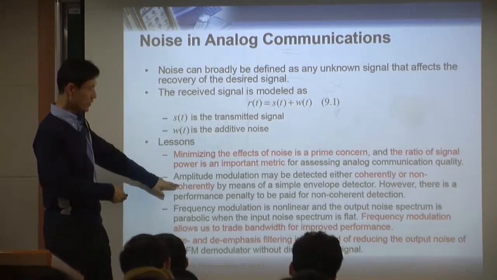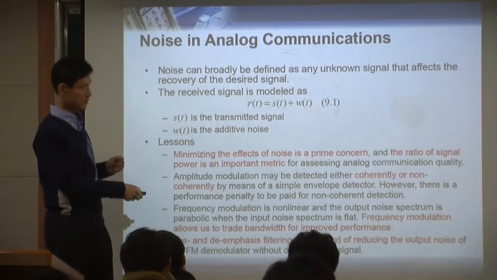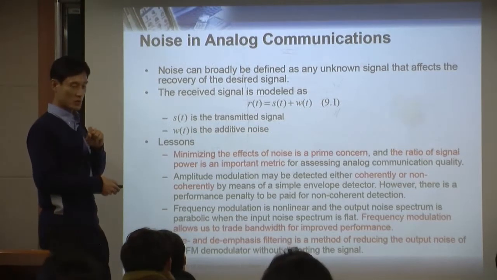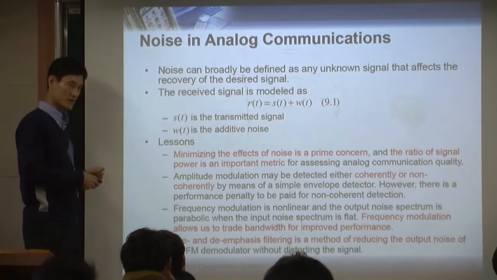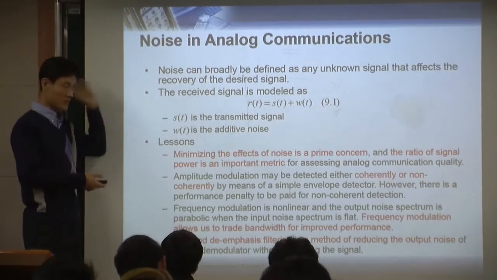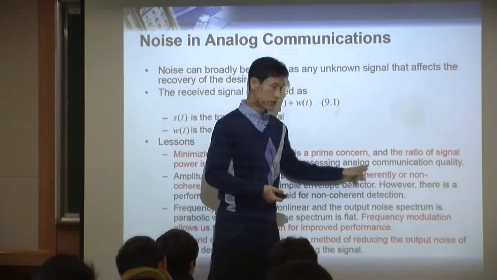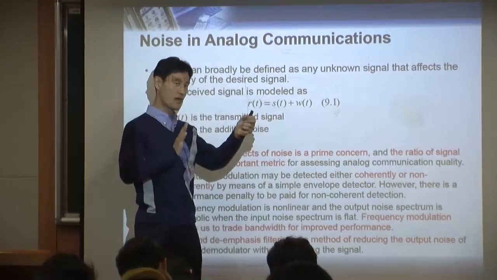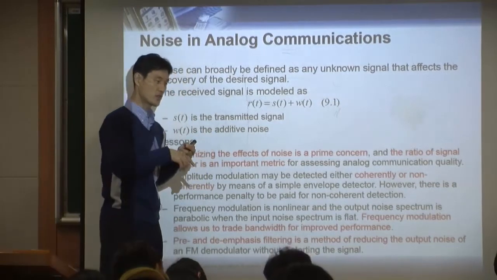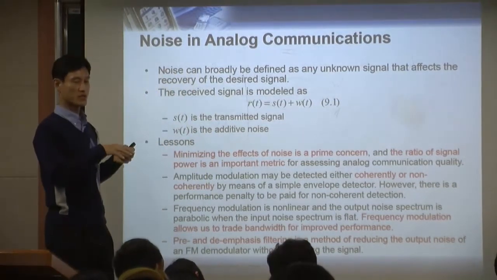We learned the non-coherent receiver. We also learned the coherent receiver for amplitude modulation. Okay, so what was the non-coherent receiver? Envelope detector. So what does that mean? Coherent receiver means that you need to match the phase and then you recover the signal. That was the case of Costas receiver and also coherent detector.